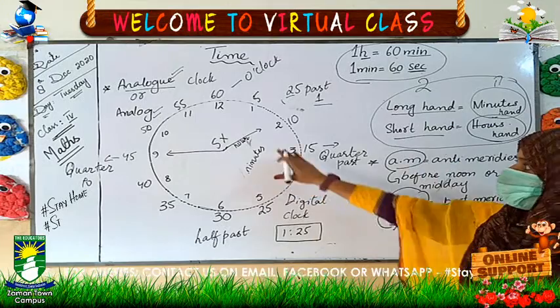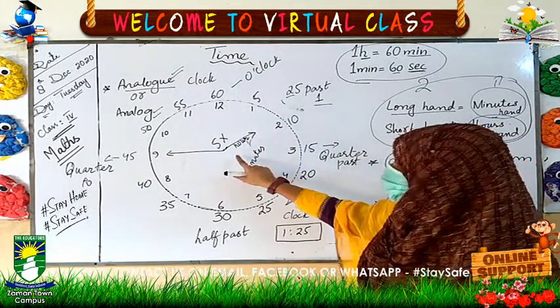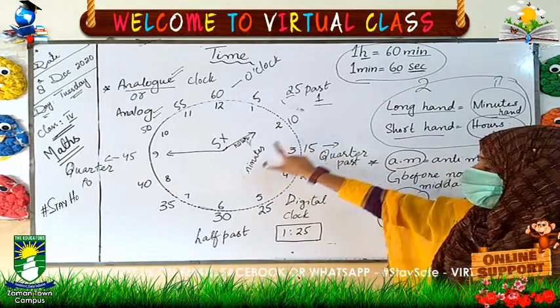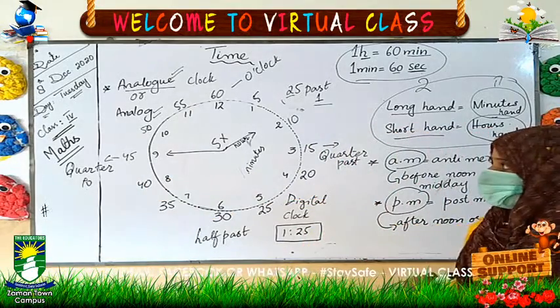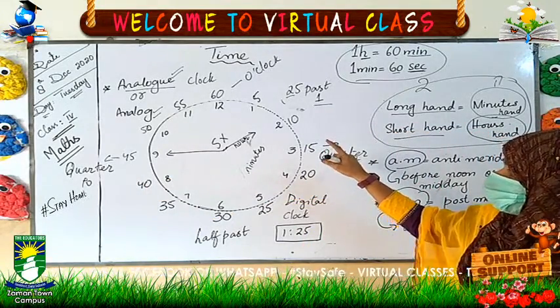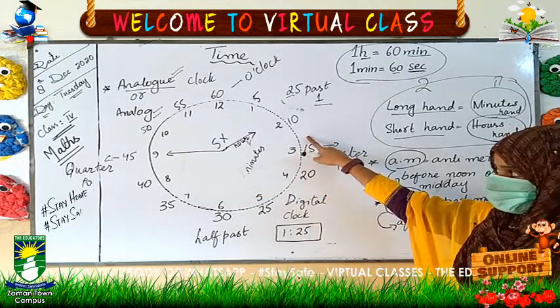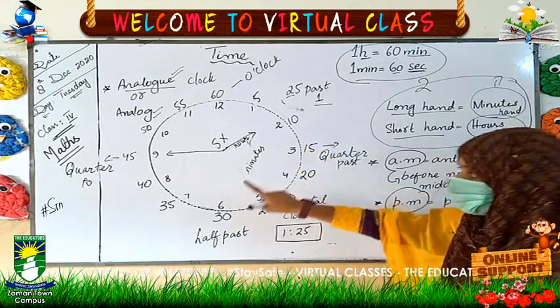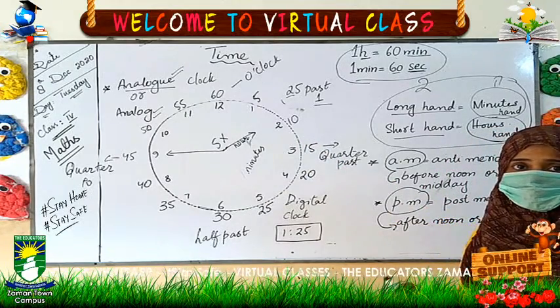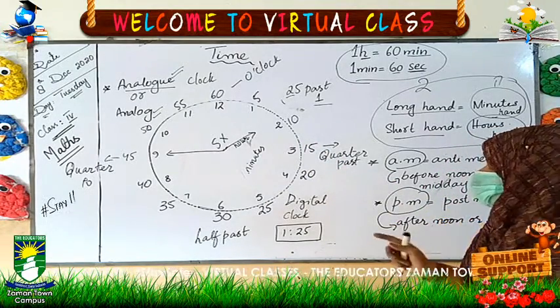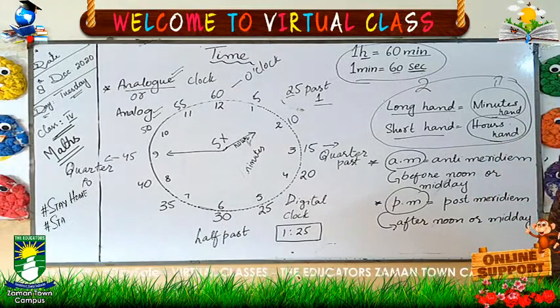There is a time I have drawn. The short hand is on 2 and the long hand is on 45. So I can say 45 past 2, or I can say quarter to 3. Okay, we can say it like that. Hope you have got it.